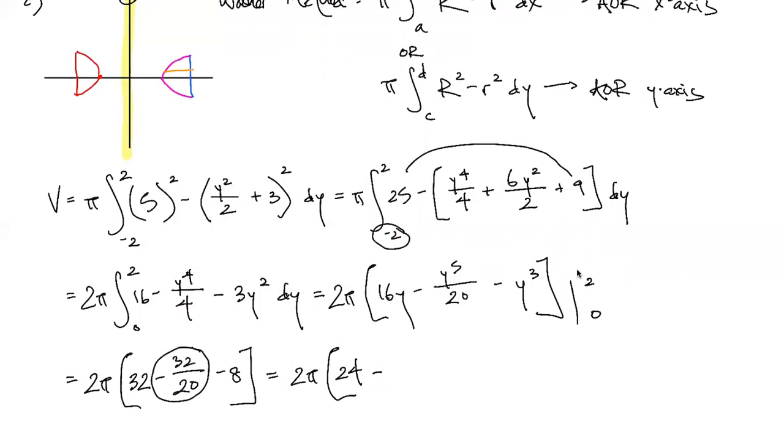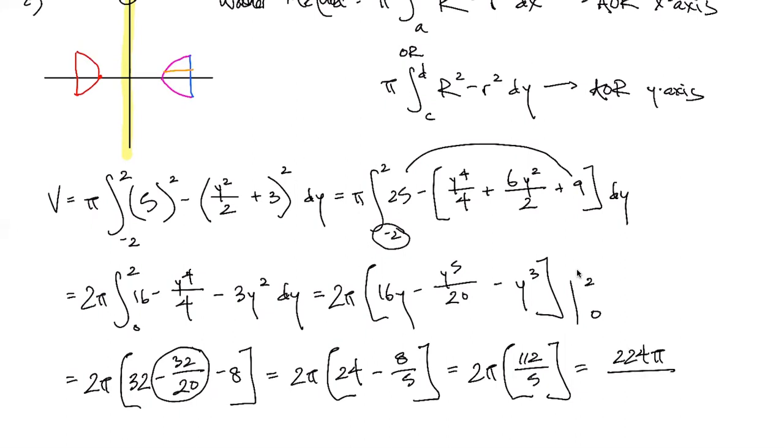32 over 20, that reduces. I can divide the top and bottom by 4, and I'll get 8 fifths. And this will give me 24 times 5, and then minus 8 will give me 112 over 5, or a final volume of 224 pi over 5.